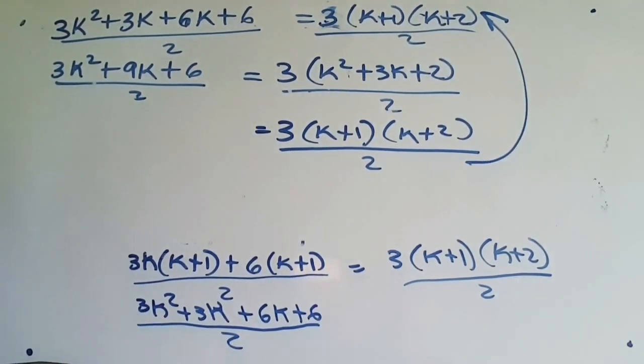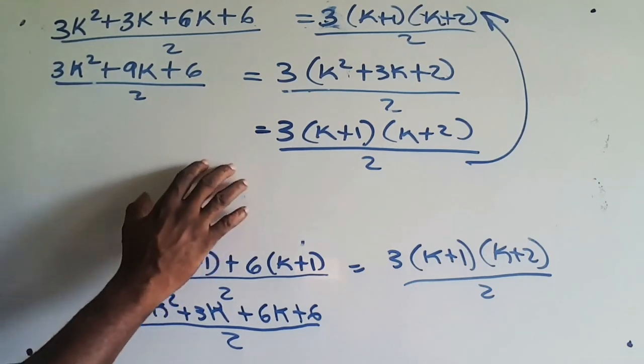There is the proof by mathematical induction, all right, that 3 plus 6 plus 9 plus 12 plus 15, and so on, plus 3n is equal to 3n times n plus 1 all over 2.